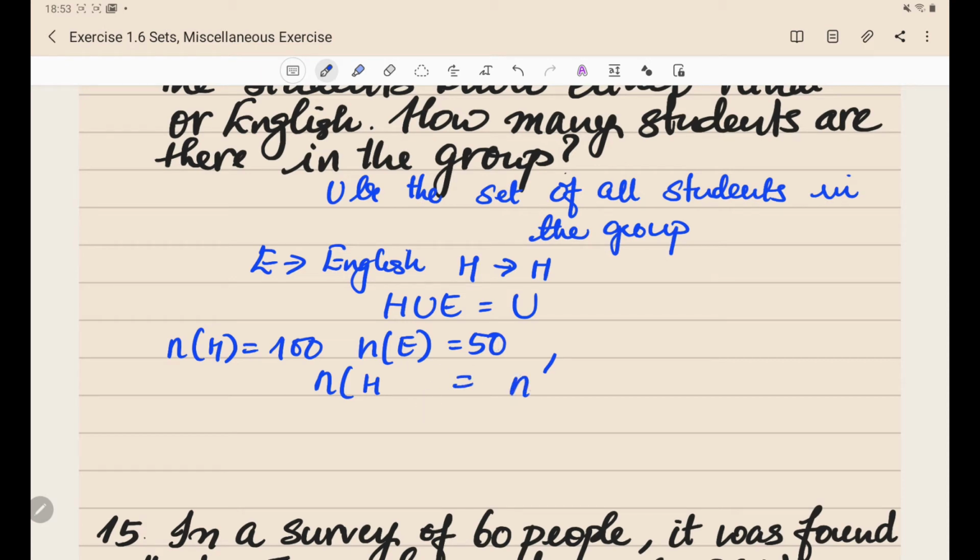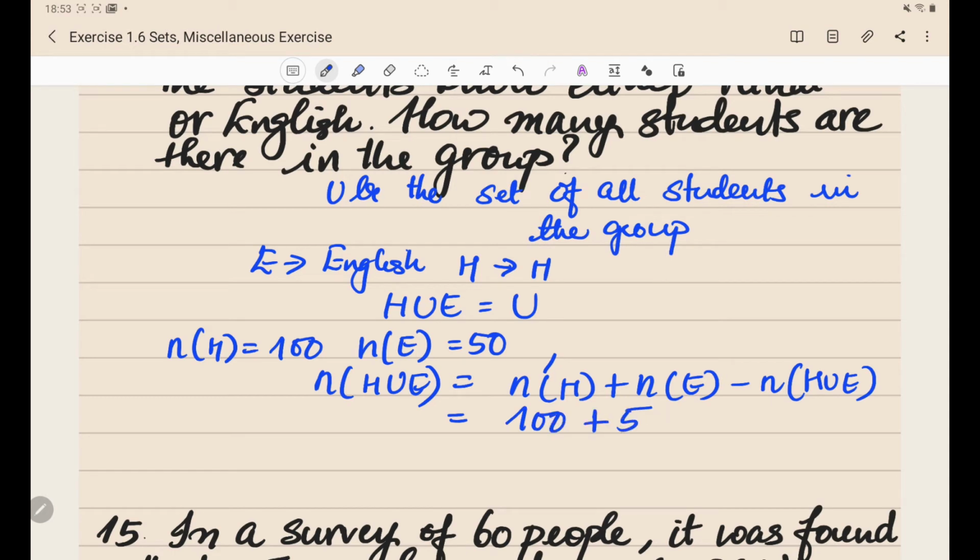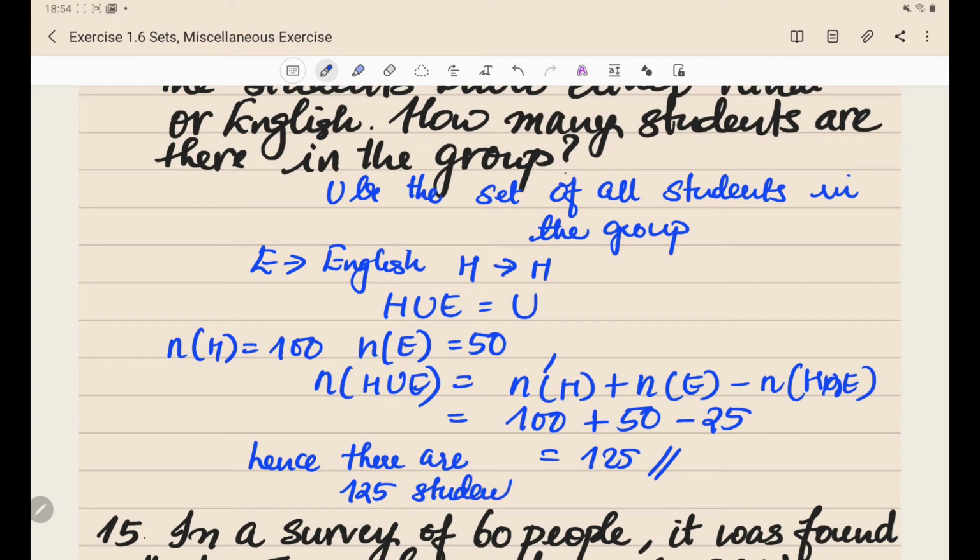So let's find it. N of H union E is n of H plus n of E minus n of H intersection E. N of H is already given, that is 100. Again, n of E is also given, that is 50. N of H intersection E is also given, that is the 25 students who know both. Sorry, I have written it wrong, that is an intersection. So 100 plus 50 minus 25, that is 150 minus 25, that is 125. Hence, there are 125 students in the group.